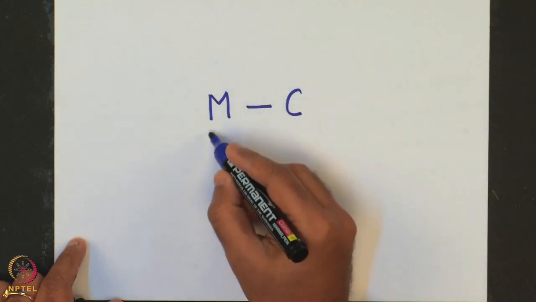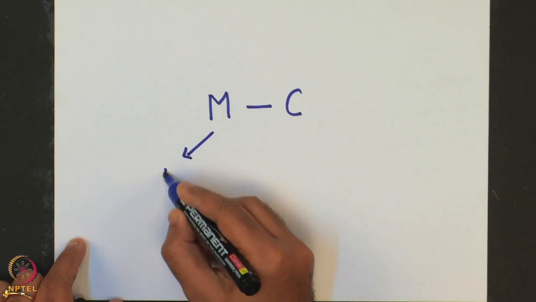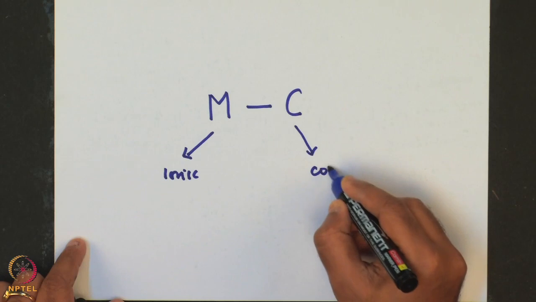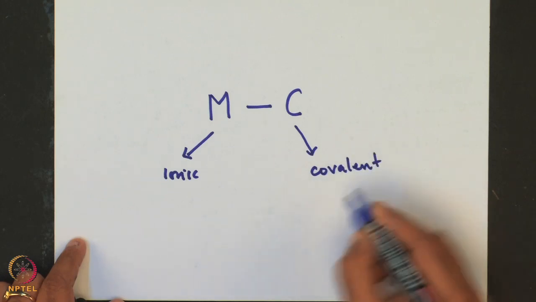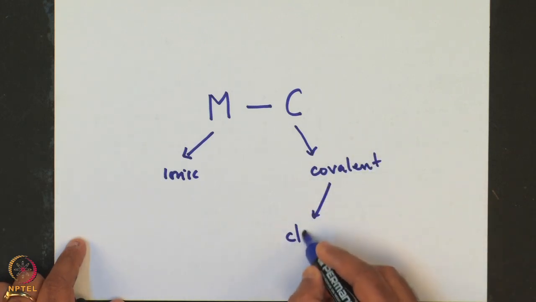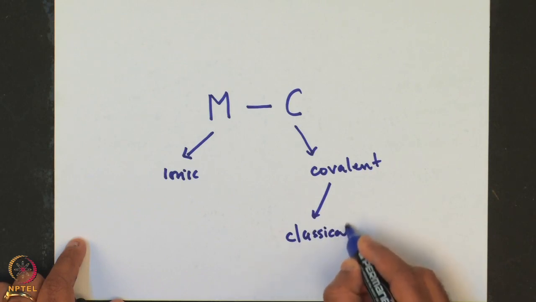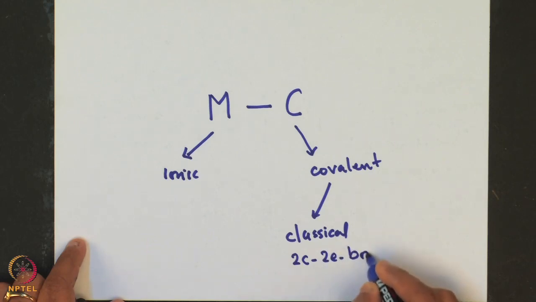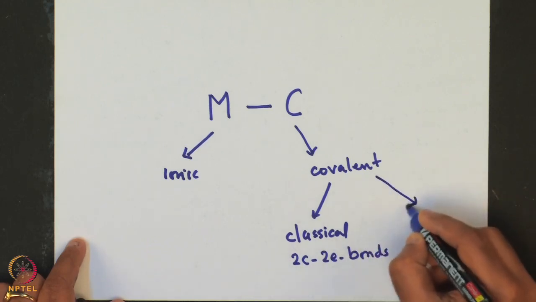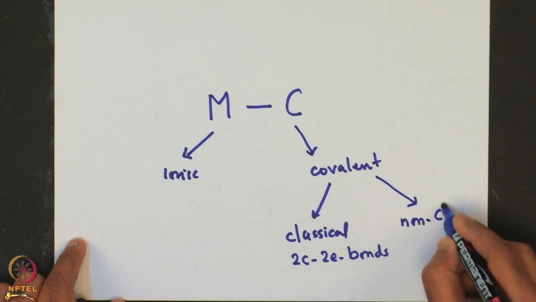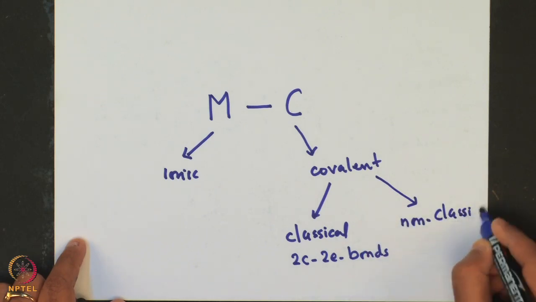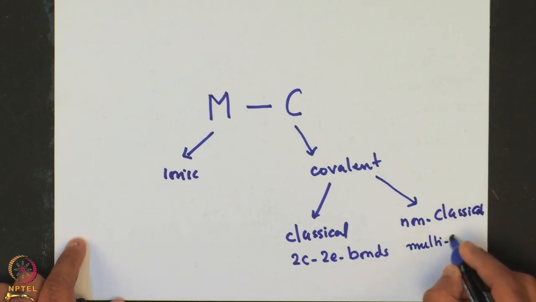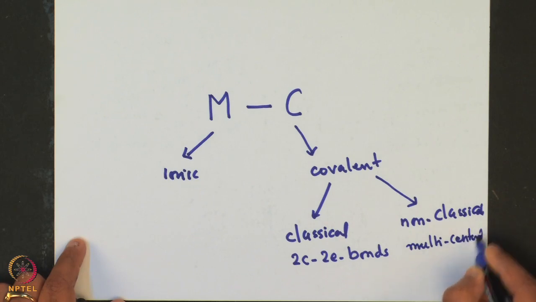Metal carbon bonds can be ionic, can be covalent, can be classical two-centered, two-electron bonds, can be non-classical, multi-centered bonds.